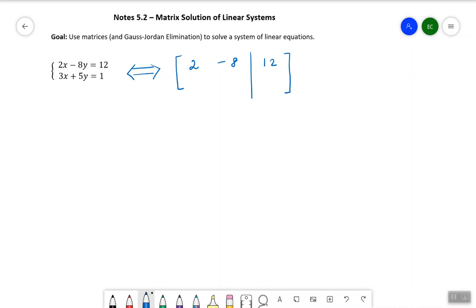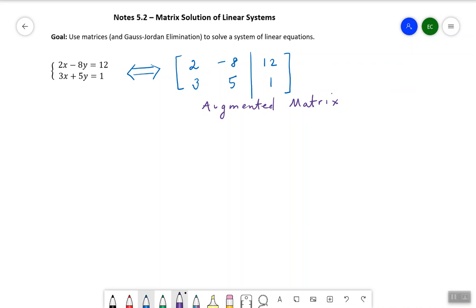So the first equation becomes 2, negative 8, 12. And the next equation becomes 3, 5, and 1. And so this is called an augmented matrix. The left side is called a system matrix, and when we add on the 12 and the 1 on the other side, that's the augmented form. And so that's the form that we're interested in here in this course.